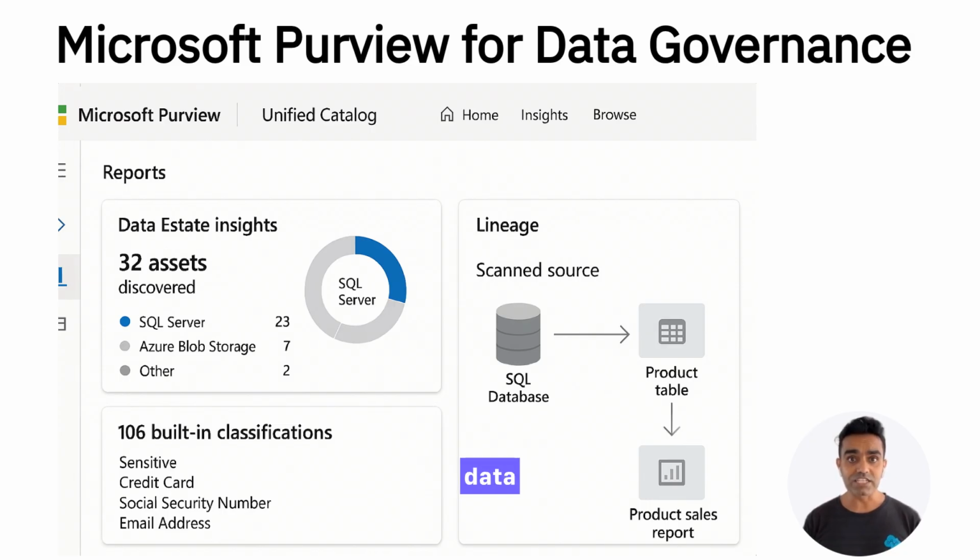Next is Microsoft Purview. It unifies data governance, security, and compliance. It scans and maps your data estate, whether it is in Azure, on-prem, or in multi-cloud. It classifies sensitive data, gives you a unified catalog, and helps you manage risk across the data lifecycle.